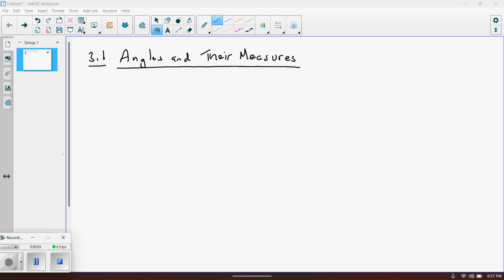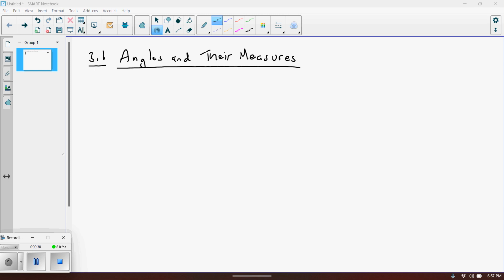All right, so this is section 3.1 of Math 146. We're going to be talking about angles and their measures. For the most part, this is a review of stuff that was done in Math 145. We are going to add just a little bit extra in there. We're going to talk about arc length and the length of a circular sector. Other than that, it should pretty much be a review, but we are going to go through some things.